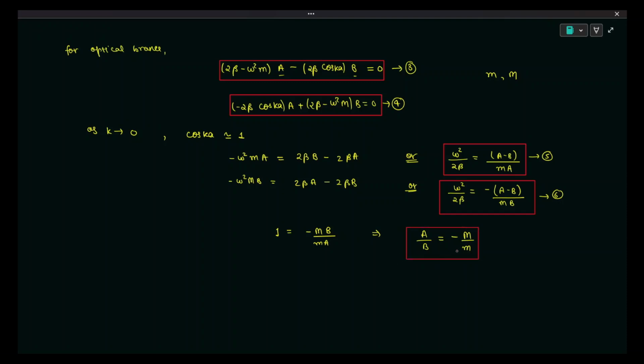Also, if you see here, there is a negative sign. So this represents a phase change of pi. So these amplitudes A and B are related by a phase change of pi. This means that if the small mass m is going upwards, the big mass capital M will go down.